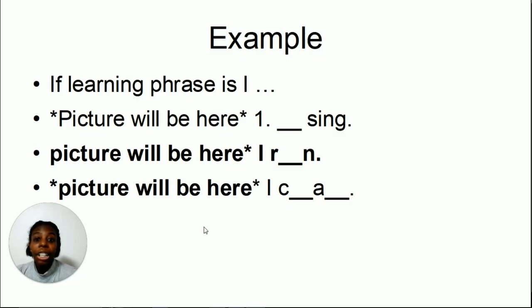So if the phrase they learn is I and then something, you will have the picture of the vocabulary here. So the vocabulary is sing. You're going to have the picture that they recognize with sing. And so then they need to fill in the blank. I sing. They need to write I here. Now they don't need to have help.